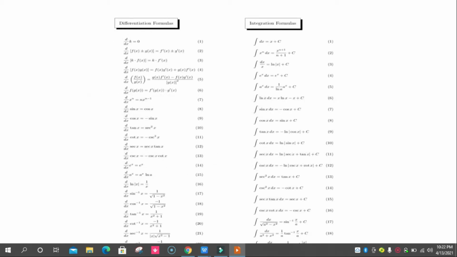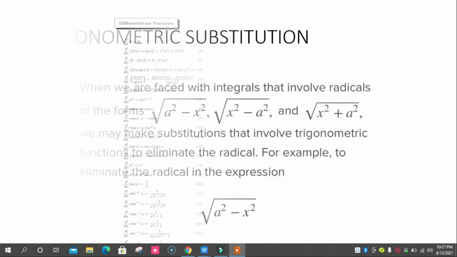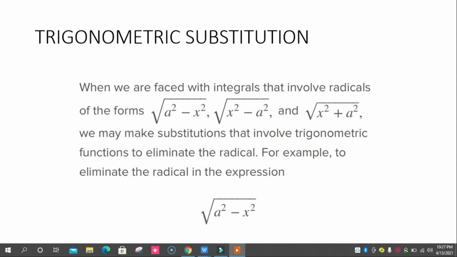Here is the differentiation formulas and integration formulas table, which is commonly used in trigonometric substitution. When we are faced with integrals that involve radicals of the form square root of a squared minus x squared, square root of x squared minus a squared, and square root of x squared plus a squared, we can make substitutions that involve trigonometric functions to eliminate the radical. Okay, let's see the example below.